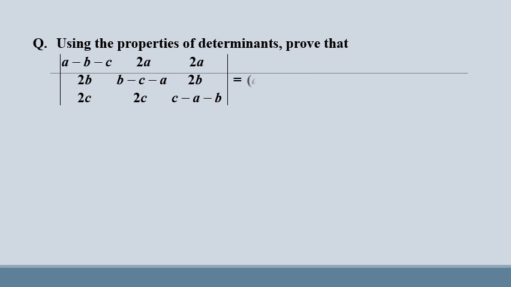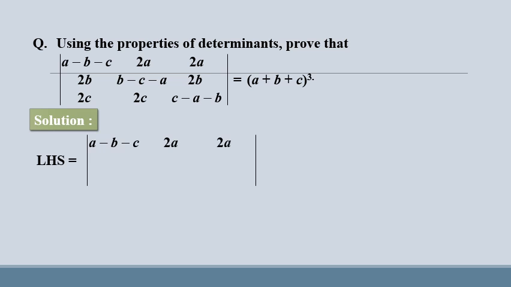Using the properties of determinants, prove that the determinant with rows (a minus b minus c, 2a, 2a), (2b, b minus c minus a, 2b), (2c, 2c, c minus a minus b) is equal to (a plus b plus c) whole cube. So again we need to solve this example using the properties of determinants. So we'll consider the LHS.